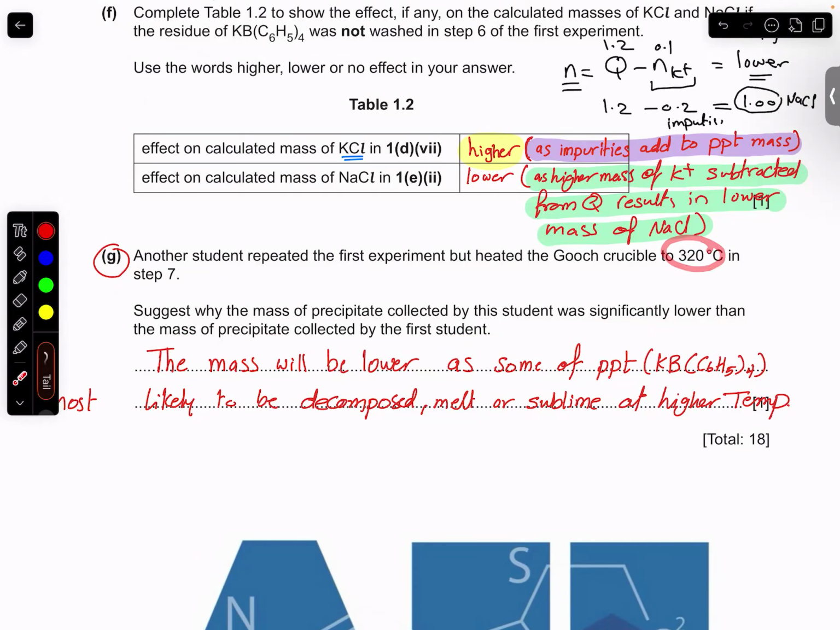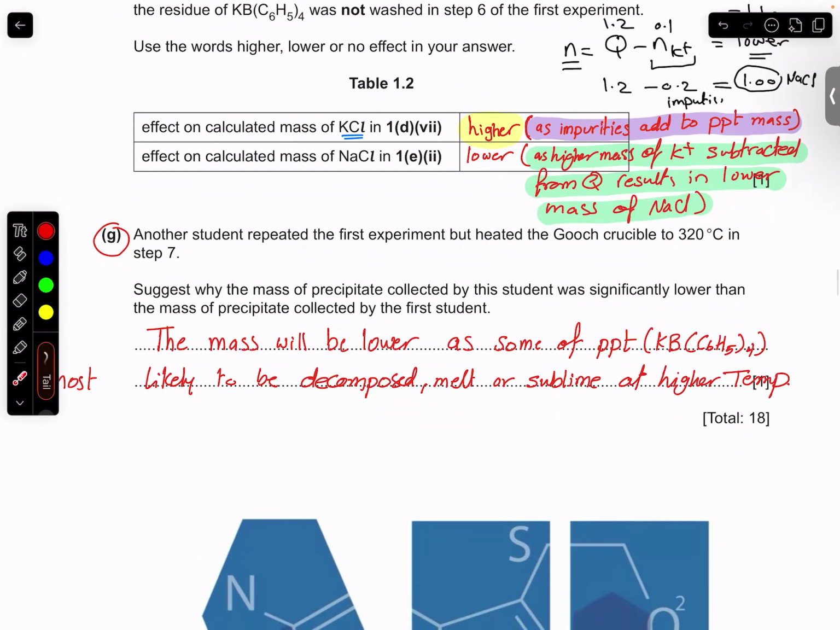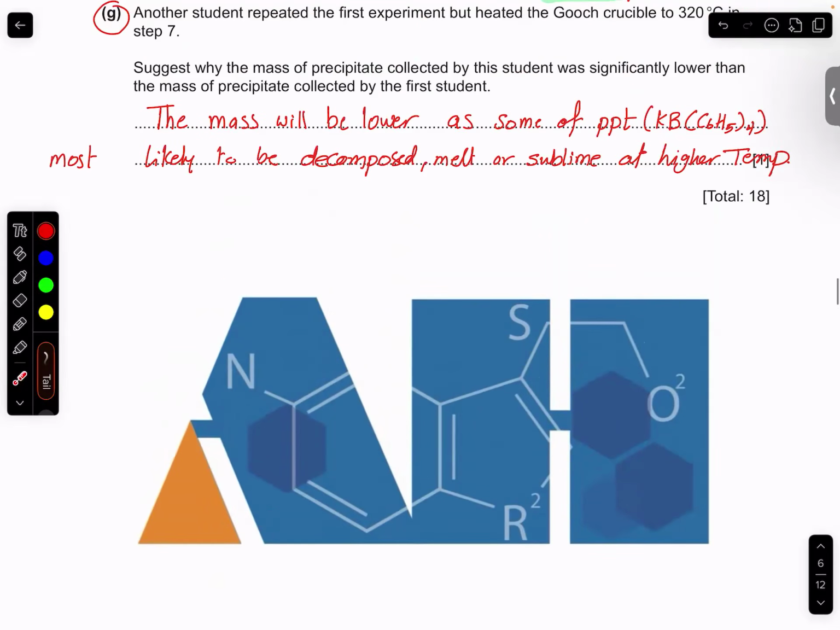But when we increase to 320, the precipitate itself may be exposed to many factors. For example, some of it may be decomposed, because we said the mass decreases, right? So some of it may be decomposed, some of it may melt, some of it may sublime. Maybe because of some of this, the precipitate may decompose by heat, so the mass of the precipitate will be lower than the actual mass. And this is question number 1. That's it.